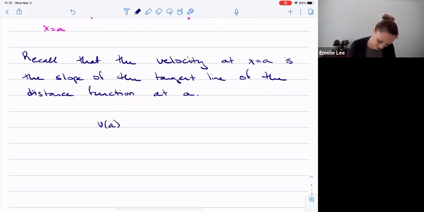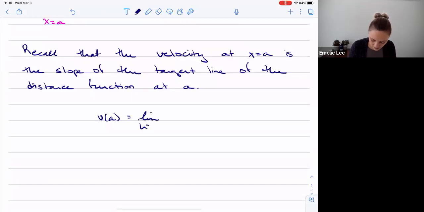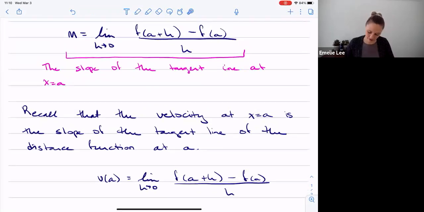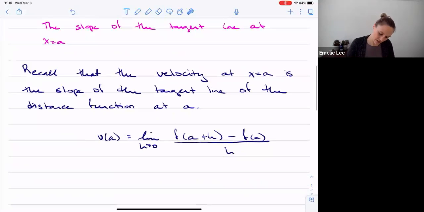So we said the velocity at some point a is the limit as h goes to 0 of f of a plus h minus f of a over h. This is the exact same function. Just convince yourself of that. The hard part is remembering that the velocity is the instantaneous rate of change as we move along this curve.